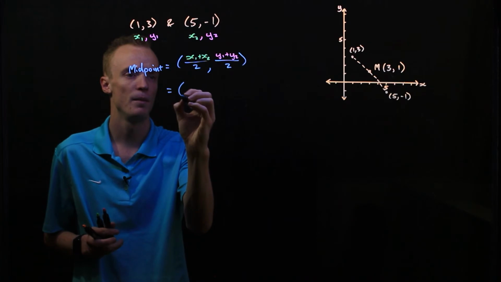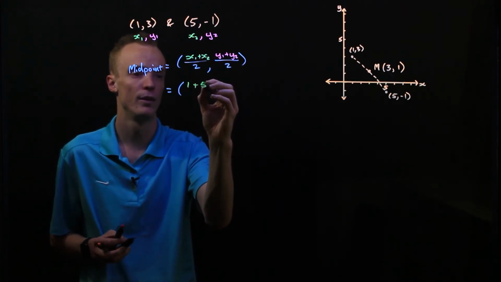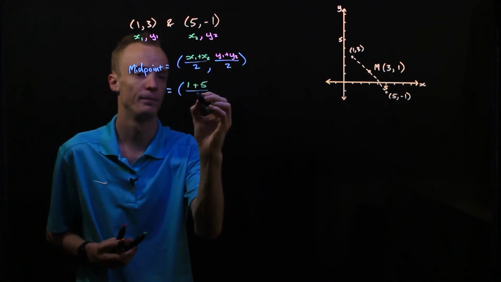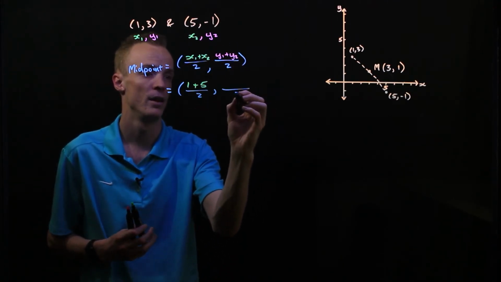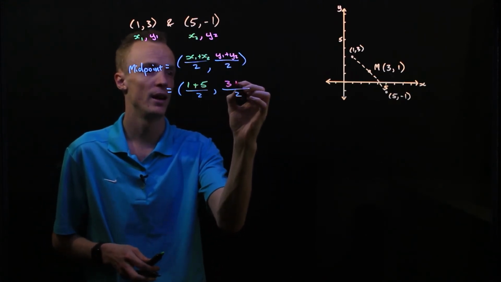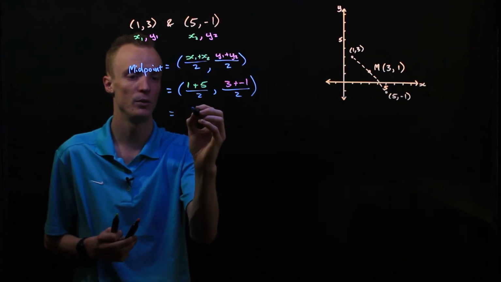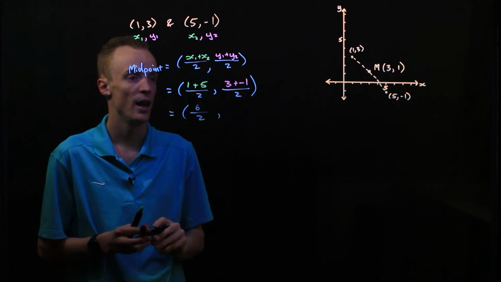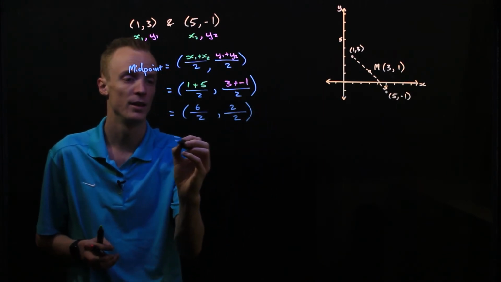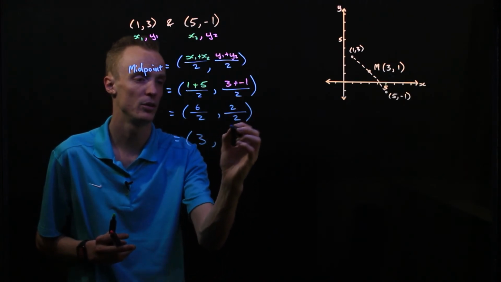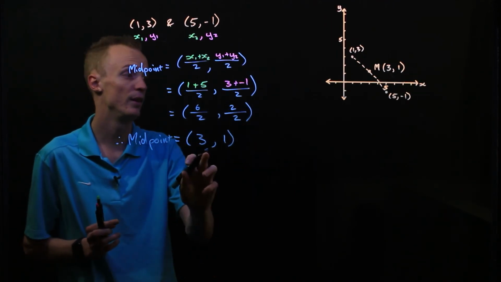So we're saying that our midpoint should be the average of our two x coordinates. So our x1 of 1 plus our x2 of 5, and we divide that by 2. And then we take our average of our y coordinates. So it'll be our y1 of 3 added together with our y2 of negative 1. Now when we do this, 1 plus 5 is equal to 6, so it'll be 6 divided by 2, and 3 plus negative 1 will be positive 2, so 2 divided by 2. Now 6 divided by 2 will be equal to 3, and 2 divided by 2 will be equal to 1. So therefore, our midpoint here, as we found on the graph, is 3, 1.